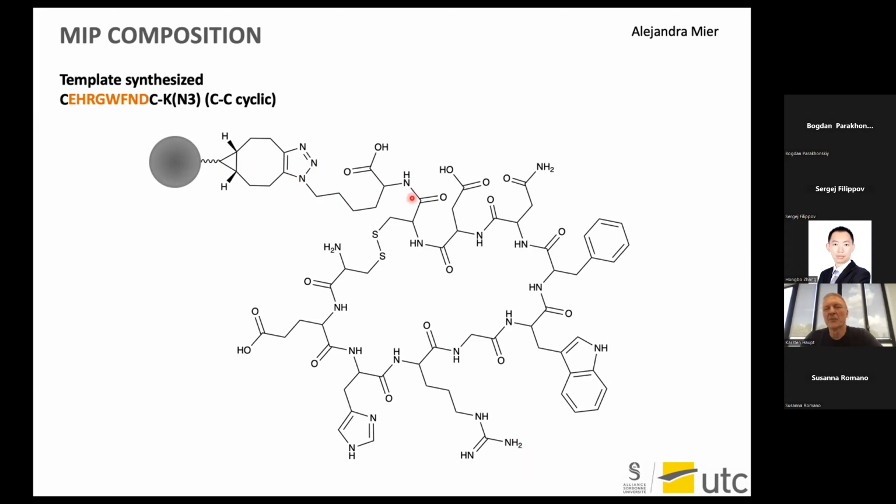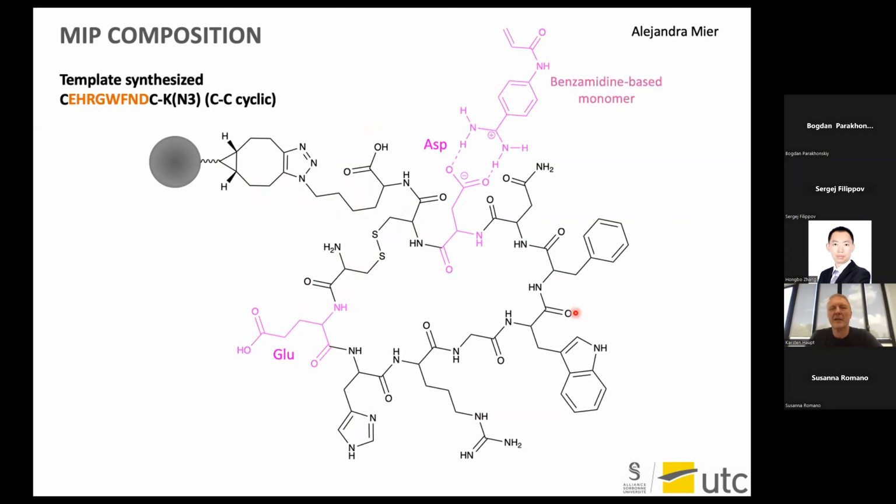So therefore, we have to add an amino acid that is responsible for the coupling reaction. This is, in this case, a lysine azide, and then the two cysteines in order to make the cyclic peptide, and the rest is our epitope. These are the amino acids of the epitope peptide that we have chosen from the Kim1 3D model. Now we are ready to determine which kind of monomers we want to use in order to recognize these peptides.